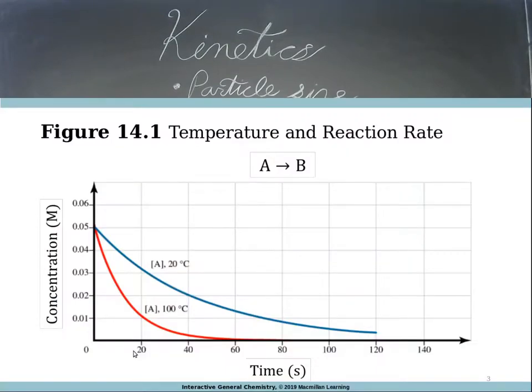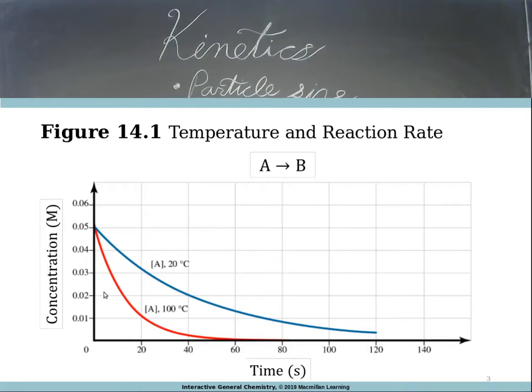So this figure 14.1. And what we see here is a graph of the concentration of the reactant A over time. So you see in both of these cases, we start at 0.05 molar concentration of that reactant. Over time, that concentration goes down as the reaction proceeds. Well, at a lower temperature, you'll notice that concentration drops more slowly. At a higher temperature, it drops more rapidly. And this is what we mean by having different reaction rates.